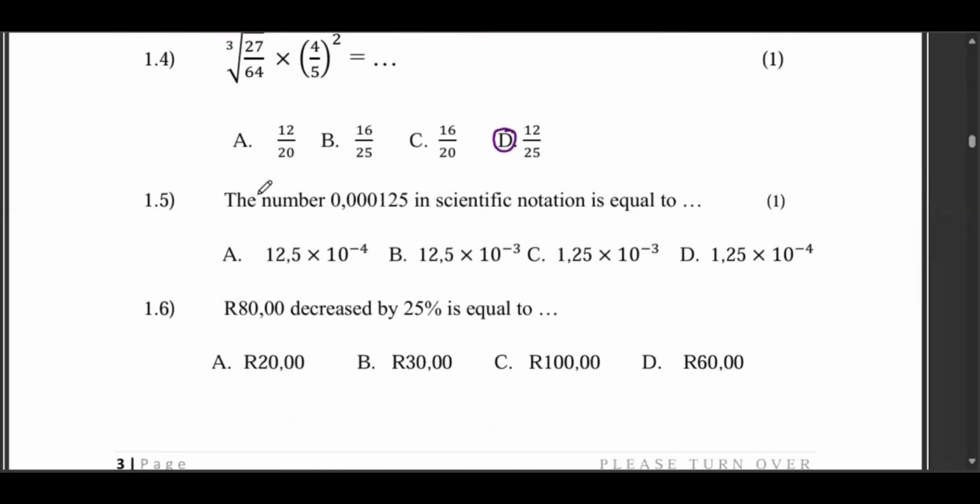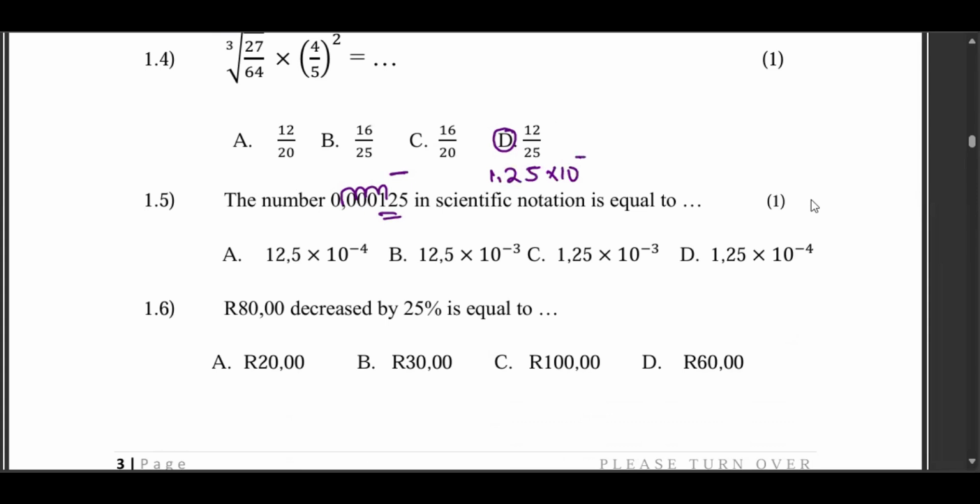Then the number 0.000125 in scientific notation is equal to... Scientific notation, remember, you're moving from the left-hand side going to the right. What comes in your head? I am going to the right. It has to be a negative answer. So now the answer here has become 1.25 times 10 to the power negative.